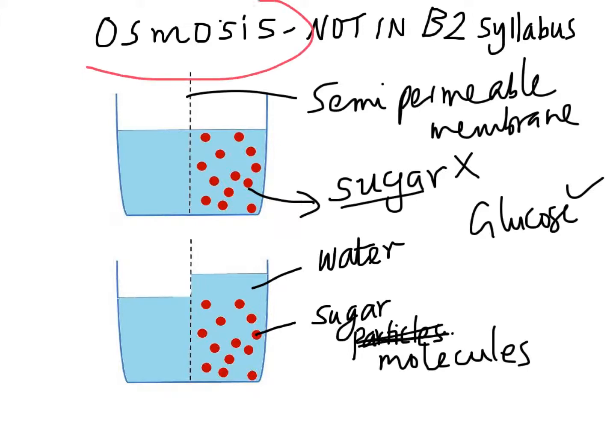Osmosis is in fact a special case of diffusion. If you observe this closely, what's happening here is the sugar stays where it is. It's not able to pass through, but the water moves this way. So after a few hours, what you have is the water level rising here.